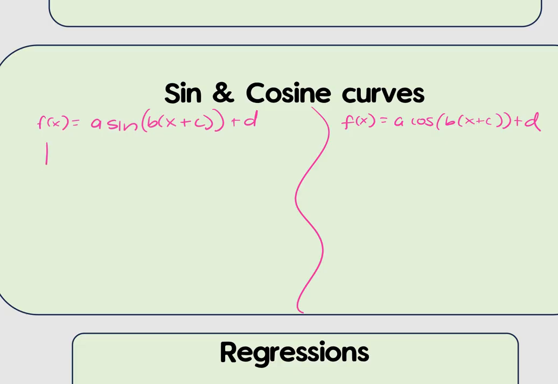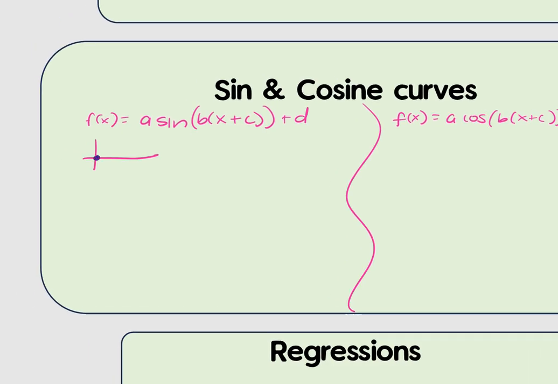Your sine curve starts at 0, 0. It goes up to the amplitude, back down to 0, down to the negative amplitude, back up to 0. The full width of that, from start to finish, is the period, and the period is 2 pi over b.